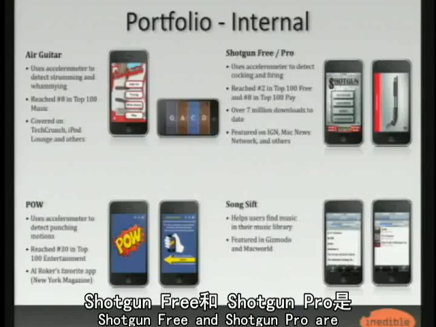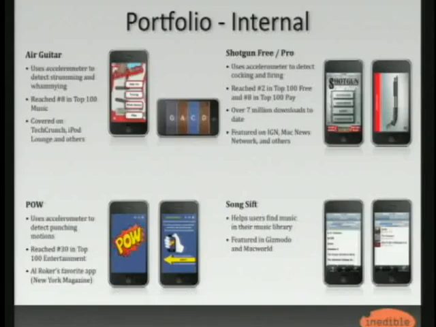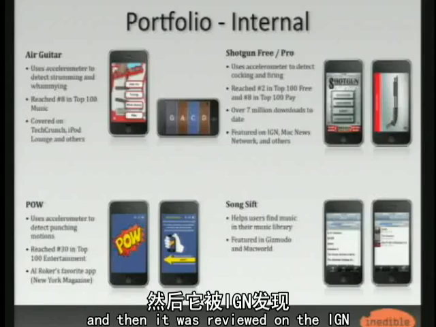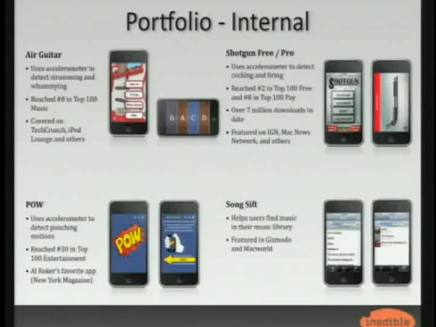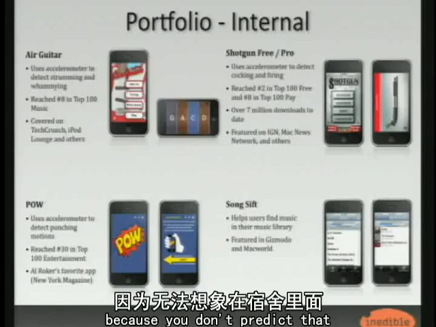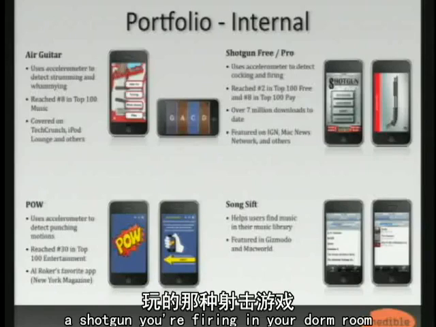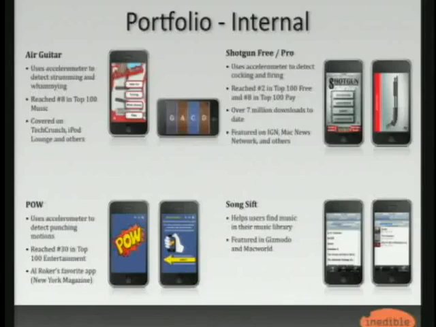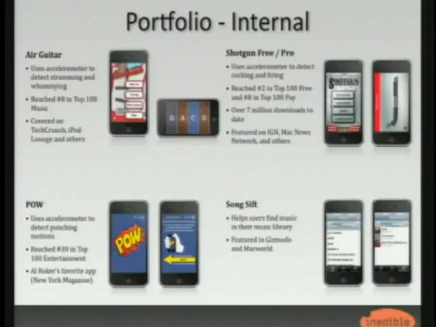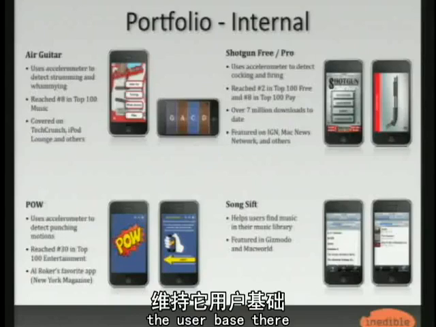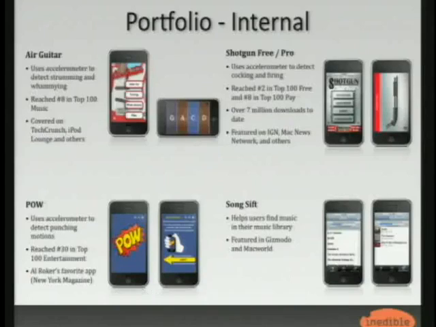Shotgun Free and Shotgun Pro are by far our most popular apps. One of those silly little dorm room projects that just has to be done, and then it was reviewed on IGN, which gave it this big spike of interest, and it rose up to number 2 on the top free list on its own. And I have to say, most of the initial success I'm going to chalk up completely to dumb luck, because you don't predict that a shotgun you're firing in your dorm room is going to take off like that. But a lot of what we've been working on the past year is figuring out how to keep it in those top 100 lists, how to keep the popularity and the user base there, and how to monetize them to the best of our ability.